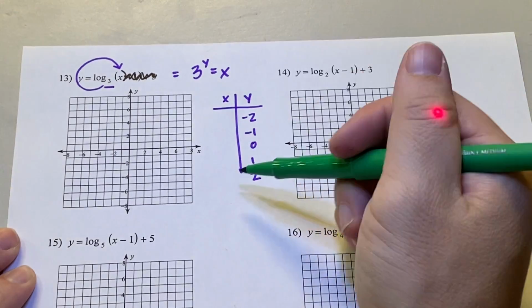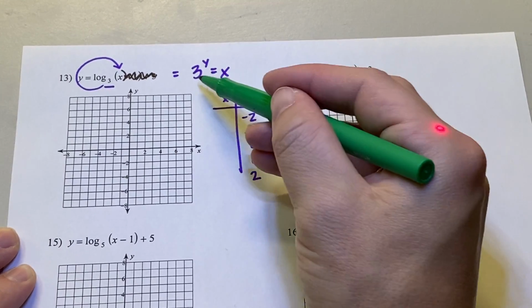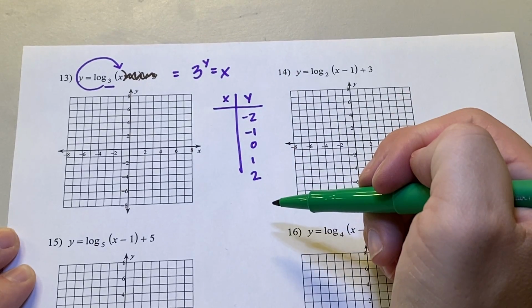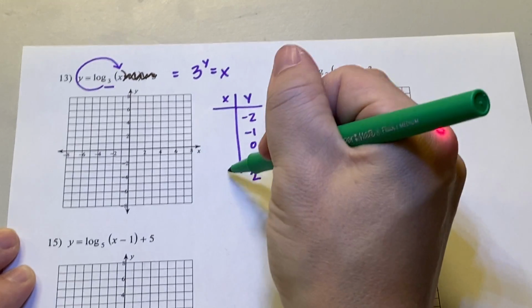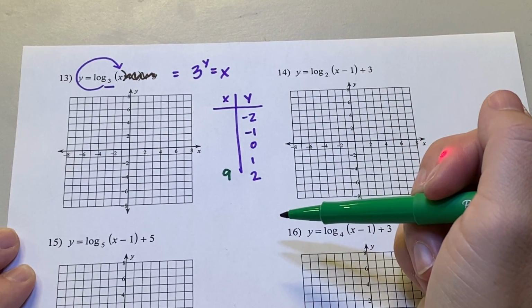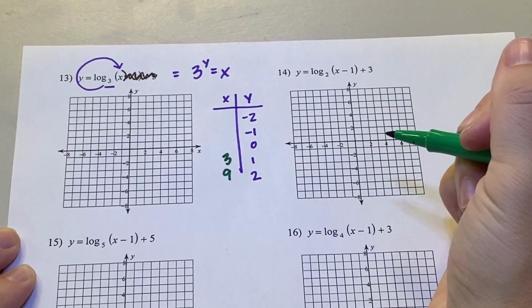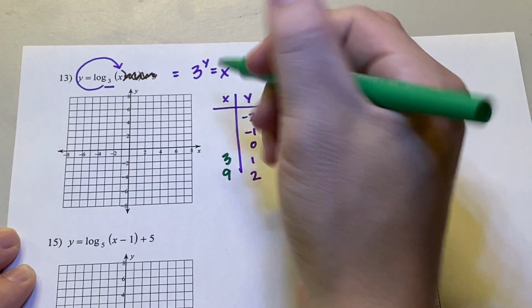So, 3 squared, what did we decide? If I plugged in a 2 for my exponent, what would I get? 3 to the 2nd power. 9. What about 3 to the 1st power? 3. Anything to the 0 power? 1.